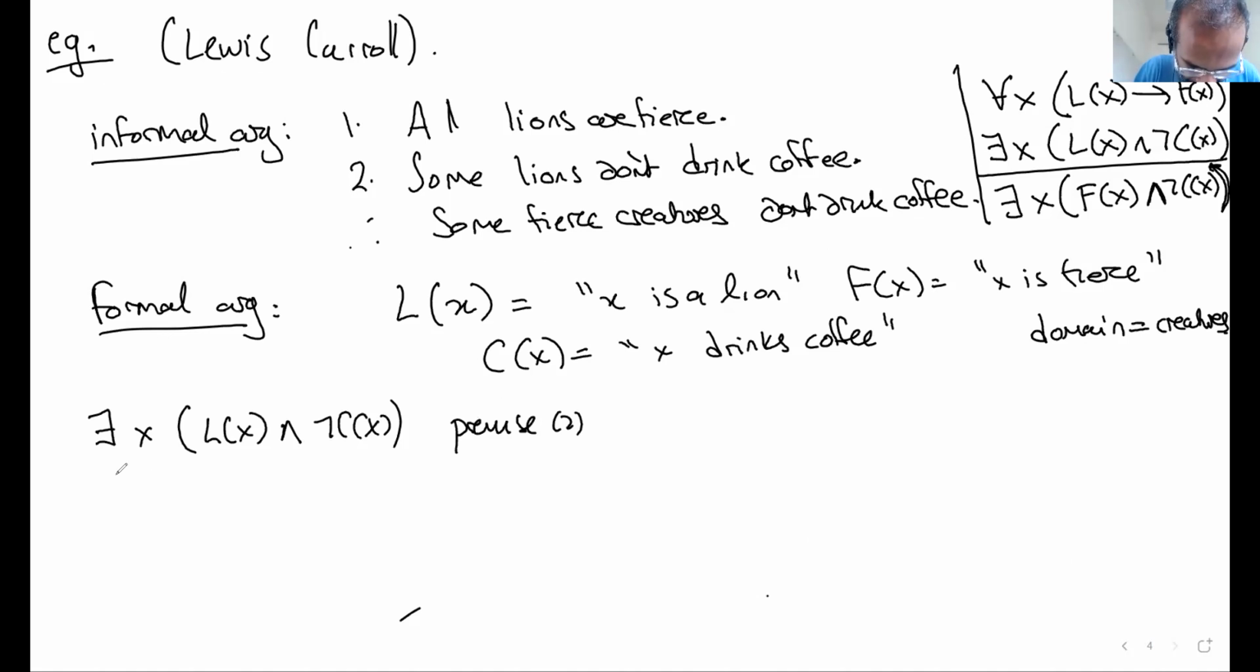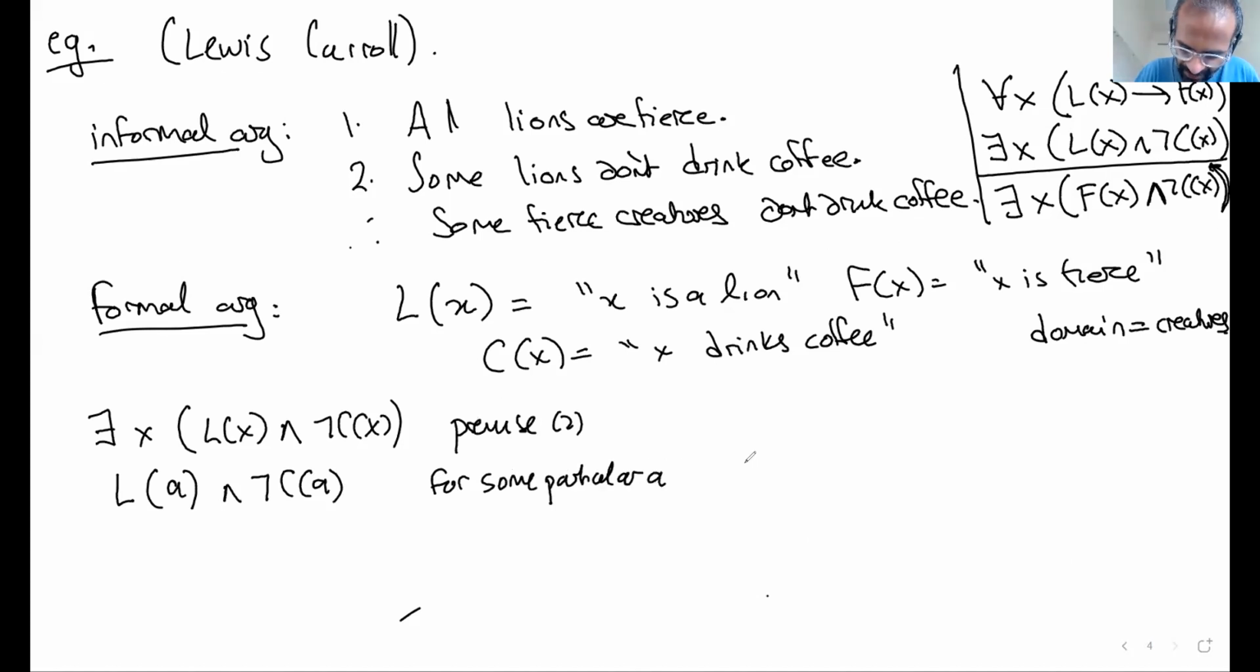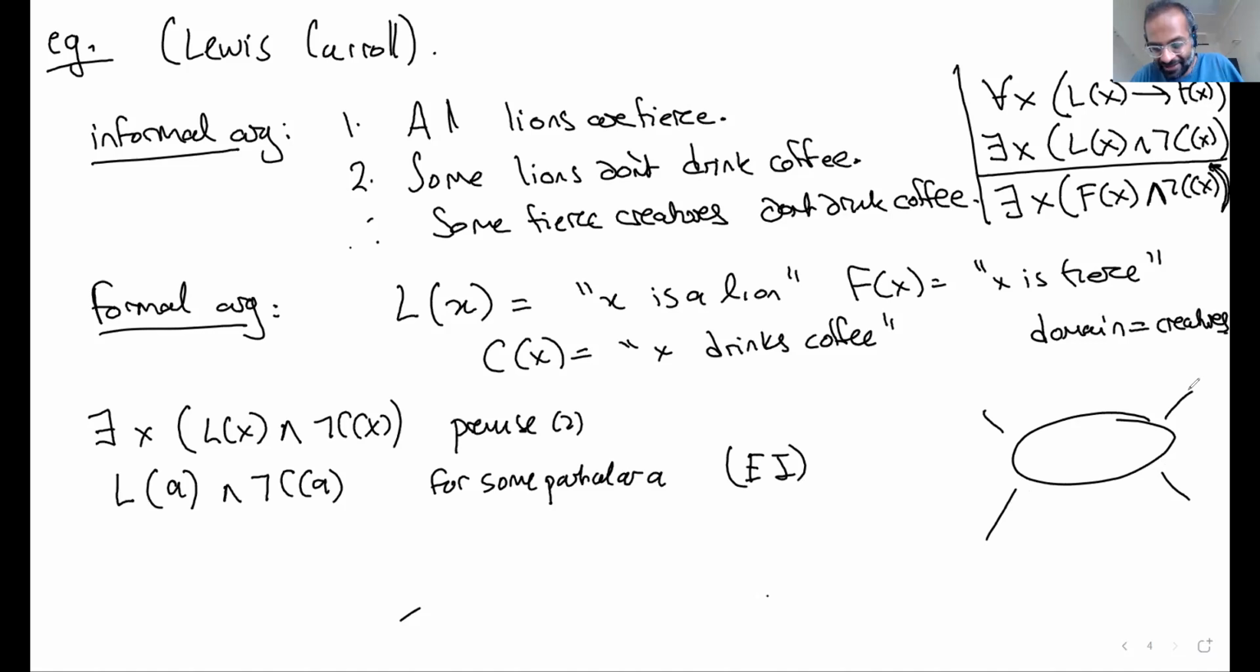Right? So this means L of, let's just call it A, and not C of A for some particular A. And here I used existential instantiation. The benefit is that when I write a proof, I always have this metaphor of a table in the background. What the table has on it is some particular objects, which usually come from being bound variables with a quantifier. So now there's a creature on the table, which is a lion, and it doesn't drink coffee.